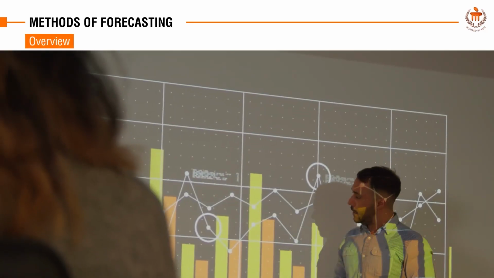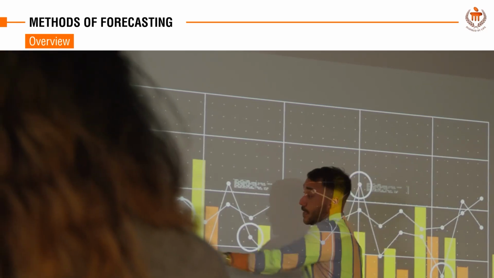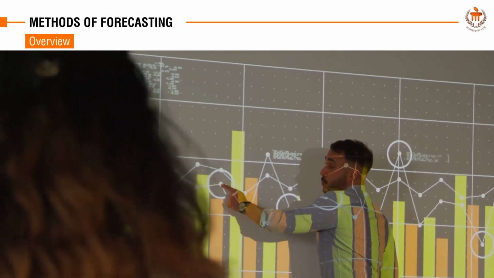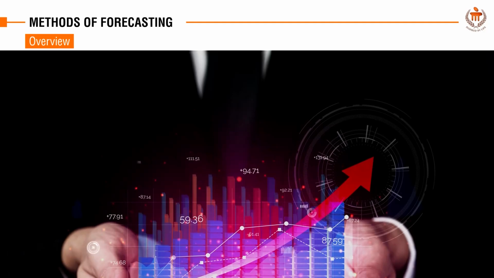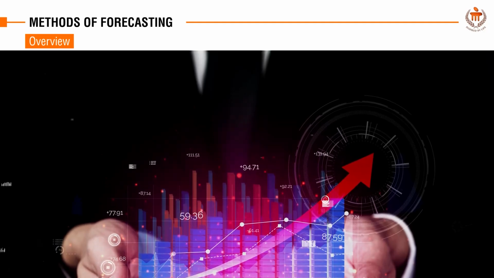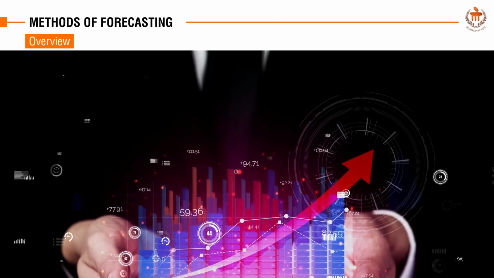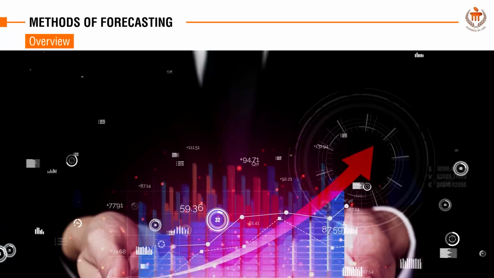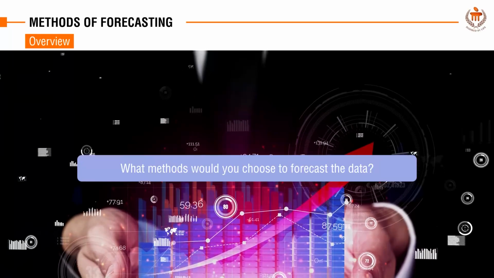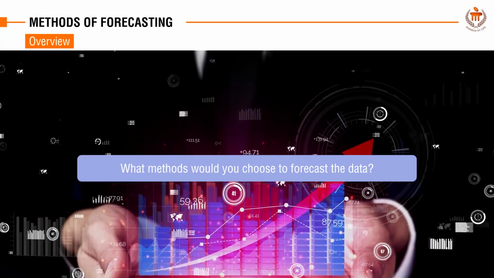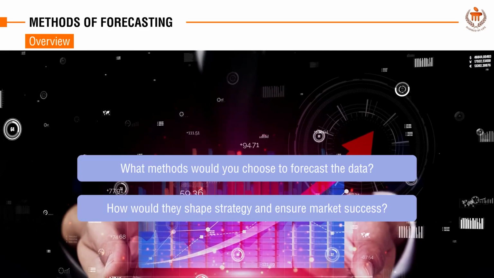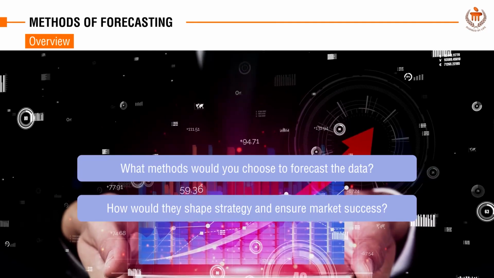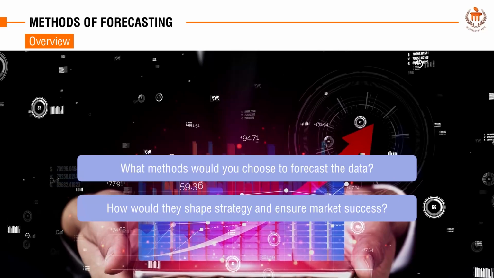Imagine you are the head of a rapidly growing company launching a new product line. So, to meet future demand and stay competitive, you must predict sales and market trends very accurately. So, what methods would you consider to forecast these data? So, how would your chosen method shape your strategy and ensure your company stays ahead in a dynamic market?